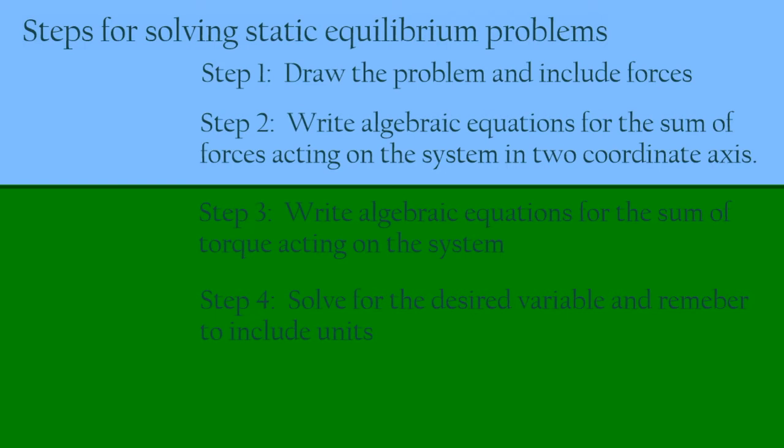So you're probably going to have two sums. Then you write the algebraic equation for the sum of torque acting on the system. And the last thing you'd do is you'd use those equations you found, maybe all three, to try to solve for the variable you're looking for. Remember, you also want to include your units.